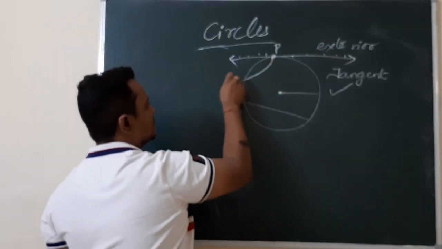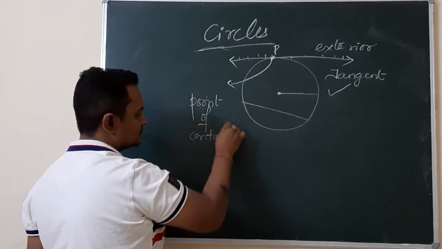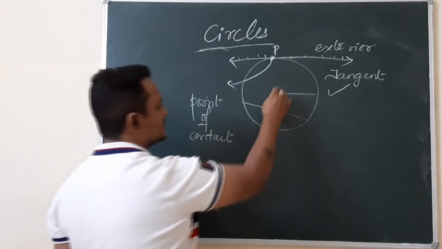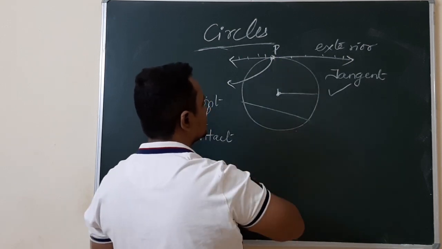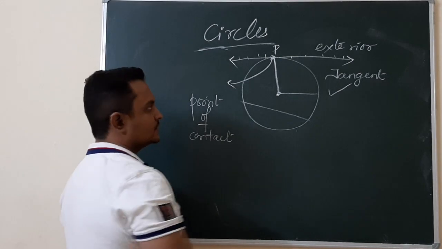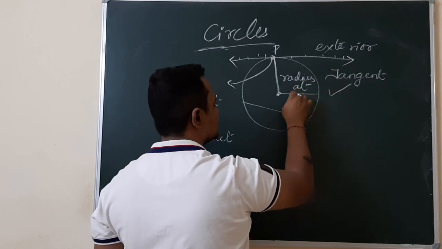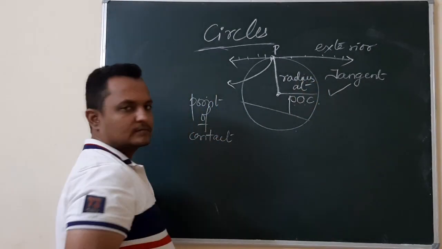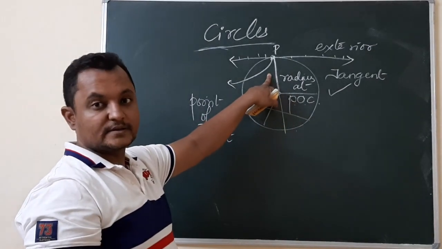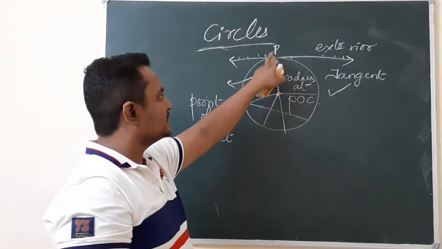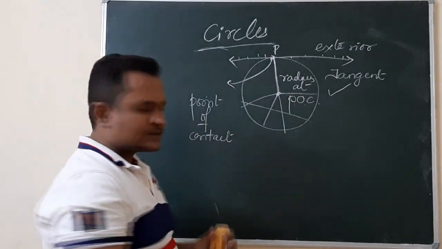This point you can say it is called the point of contact. And this segment joining the center to the point, this is called the radius at the point of contact. There are infinite radii, but this radius is our focus here, because at this point there is only one radius, right? Yes, sir.